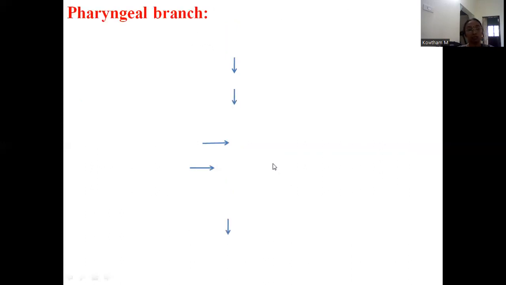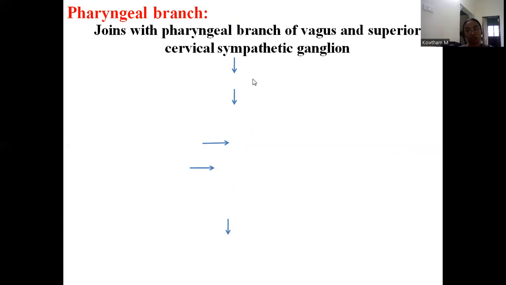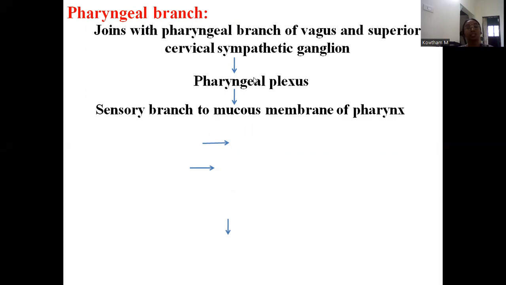The next one is the pharyngeal branch. The pharyngeal branch joins with the pharyngeal branch of the vagus and the superior cervical sympathetic ganglia to form a plexus and gives sensory supply to the mucous membrane of the pharynx. Here you have to remember the pharyngeal plexus is formed by the pharyngeal branches of the glossopharyngeal, vagus and superior cervical sympathetic ganglia, and the cranial root of the accessory nerve supplies the muscles of the soft palate and the pharynx. The plexus gives sensory supply to the mucous membrane of the pharynx.